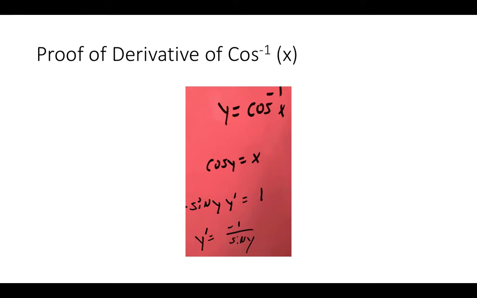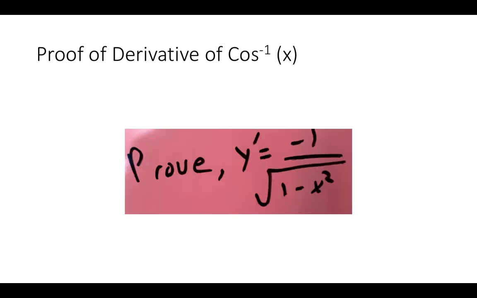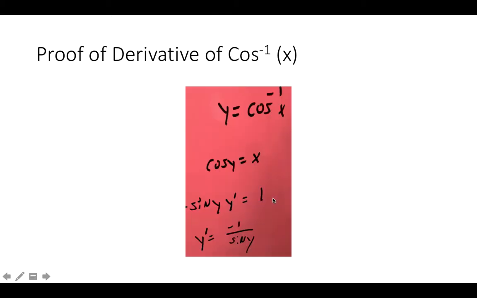So we just do algebraic manipulation, and we figure out that the formula is negative 1 divided by sine of y. But we derived the formula, and it does not look anything like this. Why isn't it looking like this? We'll take it a step further and prove why it is. But essentially, these two things are the same thing.